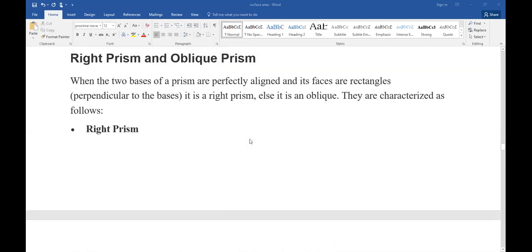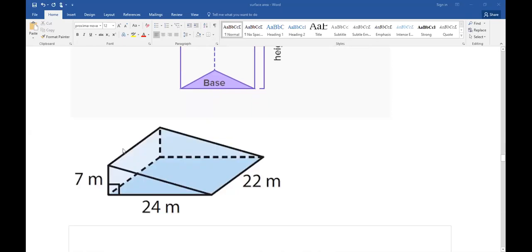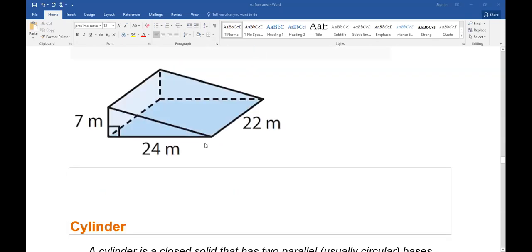Yes, triangular prism. This one is a right angled triangle prism. So it is a prism. It's a triangular prism, but you can see the cross section here is a right angle.